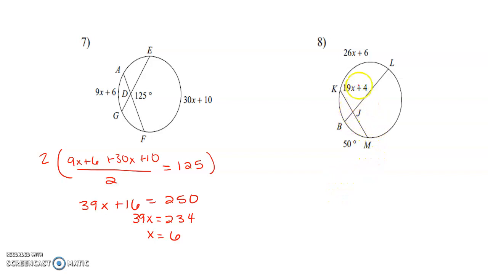Okay. My x is here. This is my angle I'm looking at. The x is in the angle and on the arc. I'm just going to follow the formula. My arc plus my arc divided by 2, the whole thing, equals my angle measure.